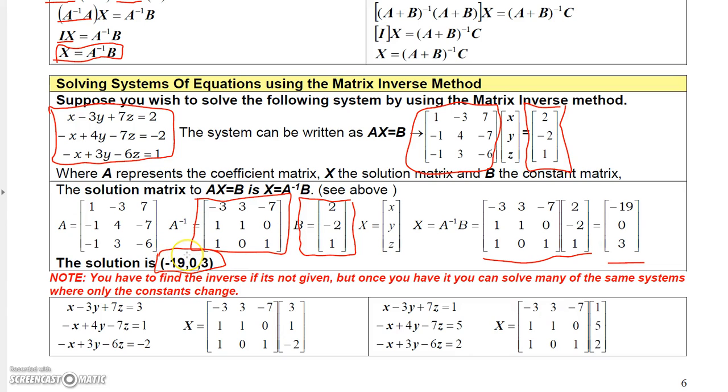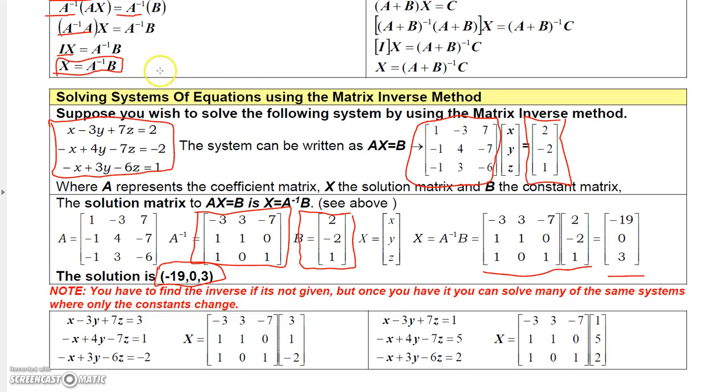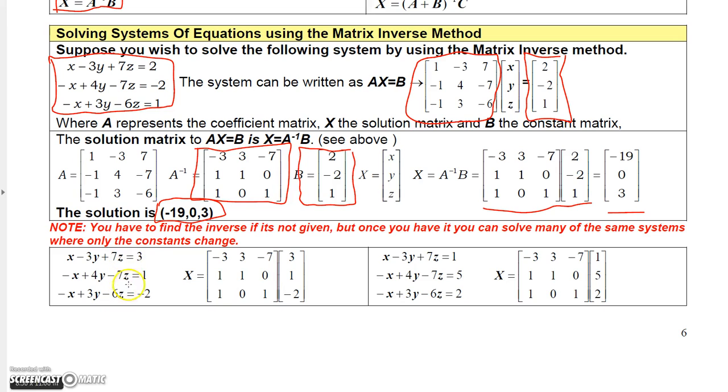Now that may not seem like a great feat, but let's say that you had several of these systems of equations, but the only thing that changed was these constants. So for instance, here we have 2, negative 2, 1. Down here I have the same system, but the constants are 3, 1, negative 2. Over here I have the same system, but the constants are 1, 5, and positive 2.